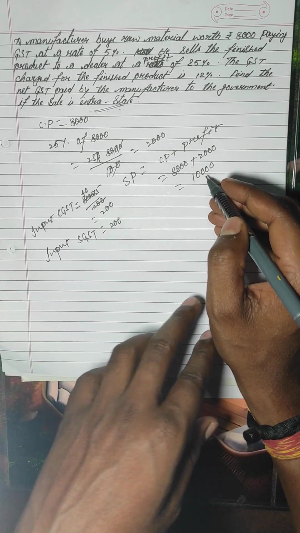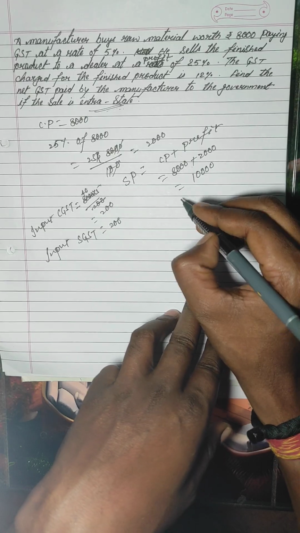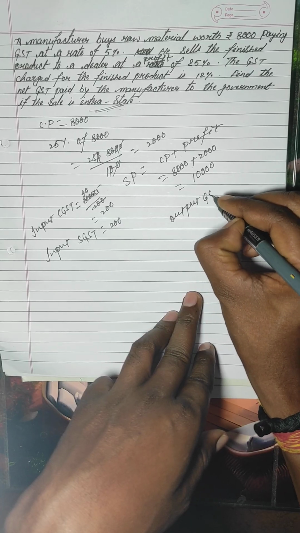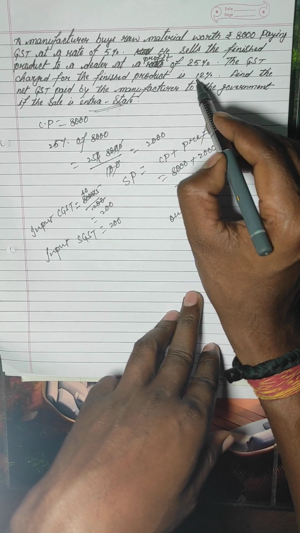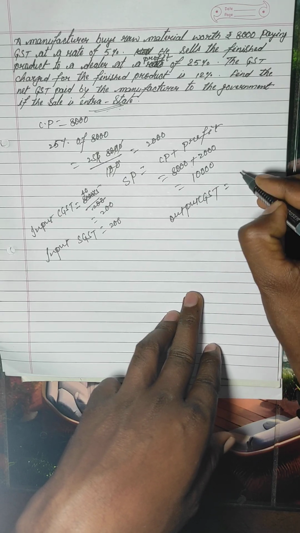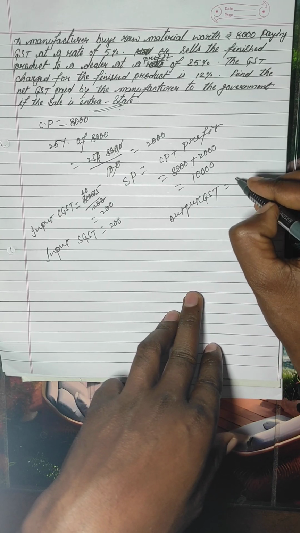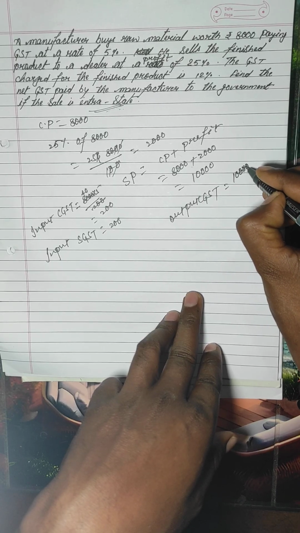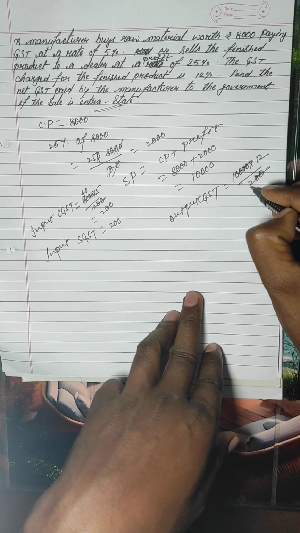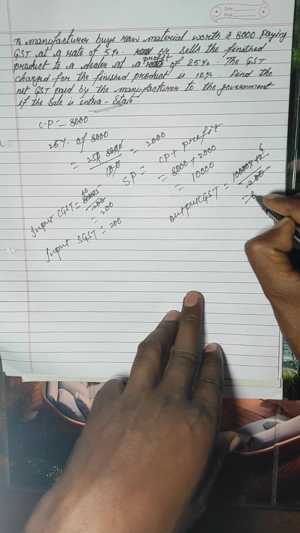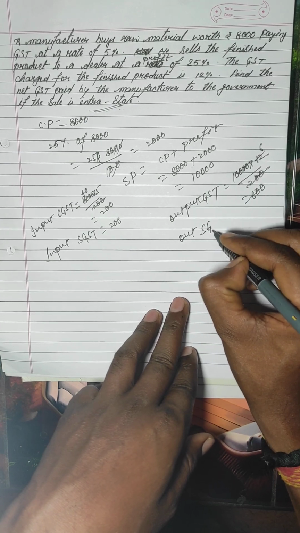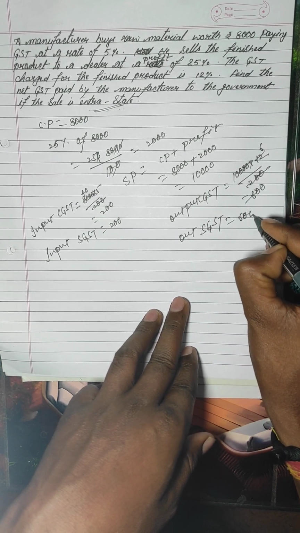Now output GST you have to find out. Output GST on the finished product is given as 12%. So output CGST will equal 10,000 rupees into 12 by 200. Cancel out here, so 600 rupees, and output SGST will also equal 600 rupees.